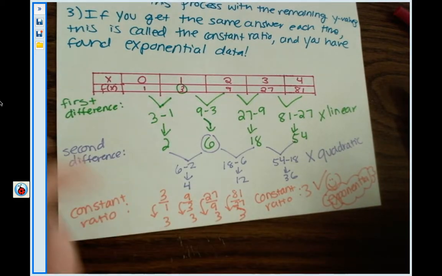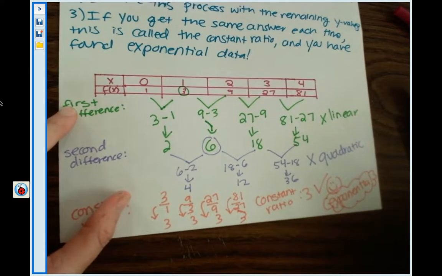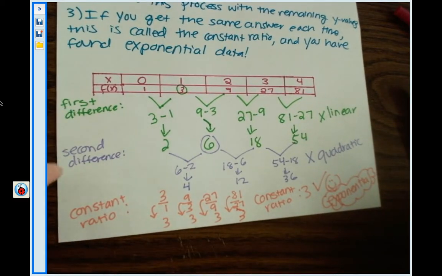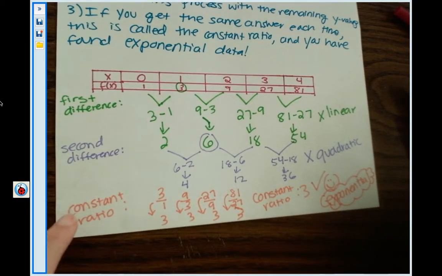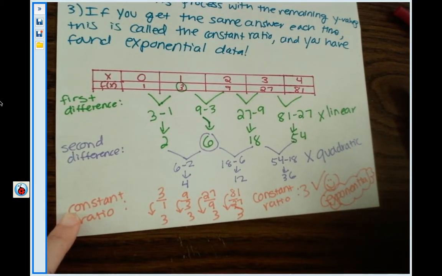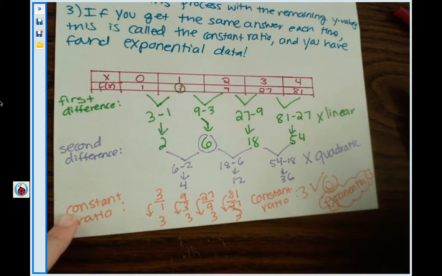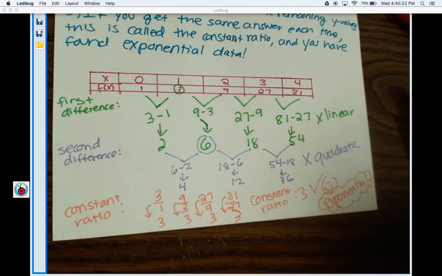So again, always start with the first difference. If you get the same answer each time, it's linear. If that doesn't work, then move on to the second difference test. If you get the same answer each time, that's quadratic. But if that fails, you move on to your constant ratio test. And if you get the same answer each time, you have spotted exponential data. Awesome job, you guys.